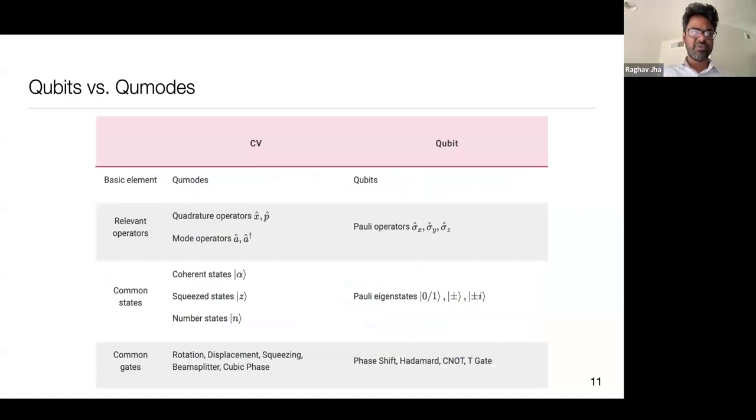Since you might not be that familiar with the CV approach, I'll just quickly flash this comparison. The basic elements are Q modes in CV, and qubits in the qubit approach. The relevant operators are the Pauli sigma matrices for the qubit approach, while for CV, they are the quadrature operators of the harmonic oscillator, X and P, or the mode operators a and a dagger. The common states in CV are coherent states, squeezed states, and number states, which we all study in quantum mechanics when we do harmonic oscillators, while in the qubit language, it is the computational basis 0, 1, plus, minus, i. There are different unitary gates for the CV formalism, which are rotation, displacement, and squeezing. And for qubits, you have gates like phase shift, Hadamard, and so on.